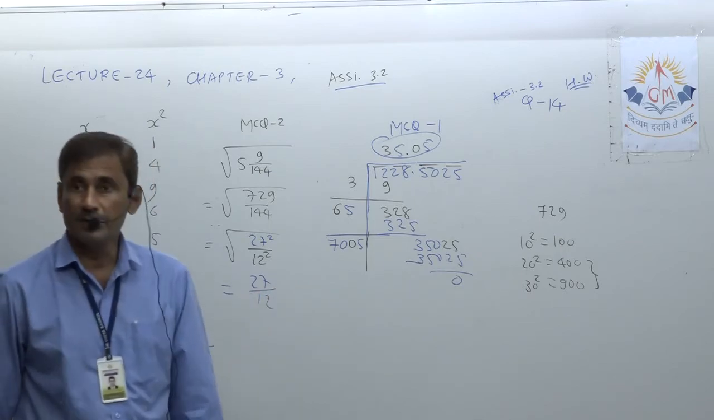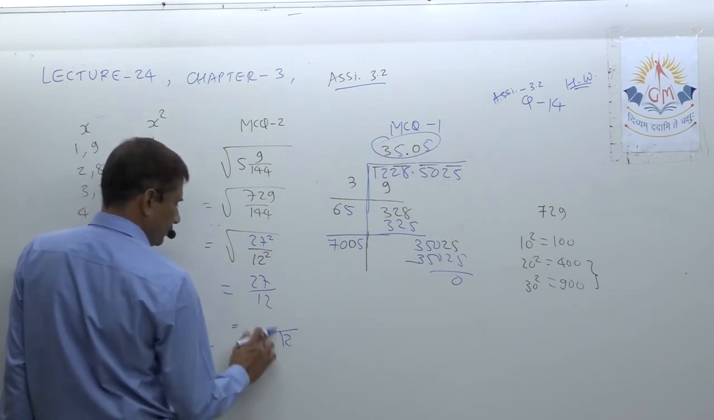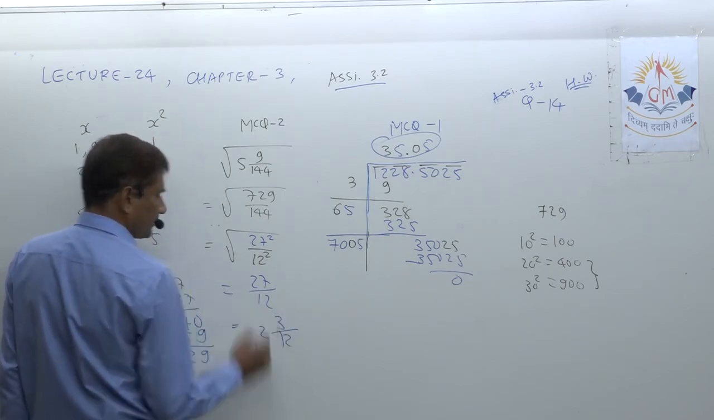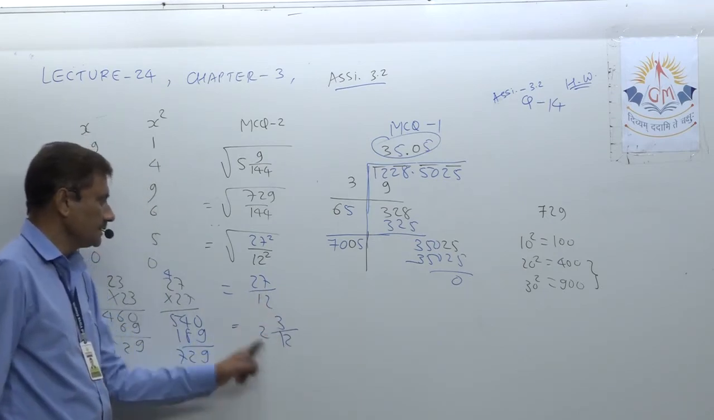But they have given everywhere in mixed fraction. So let's convert it into mixed fraction. 24 2s are 24, 3 left. 24 2s are 24. How much left? 3. So this is the answer.